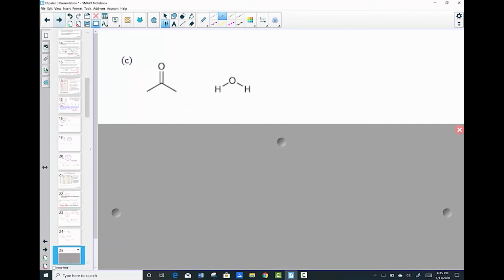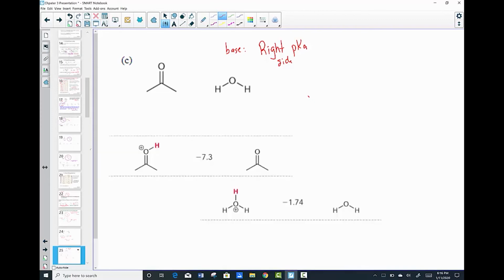Oh, another one. Now look at, these are bases. So don't fall for it. Look on the left side. The bases are on the right side of your pKa chart. Go to work and find their conjugate acids' pKa, and we'll compare. This protonated ketone has a pKa of negative 7.3. That's the conjugate acid of this base.